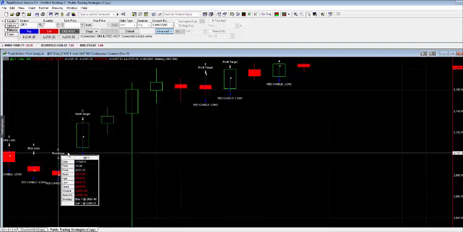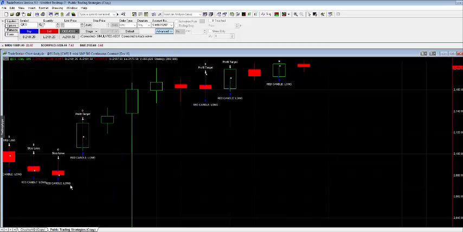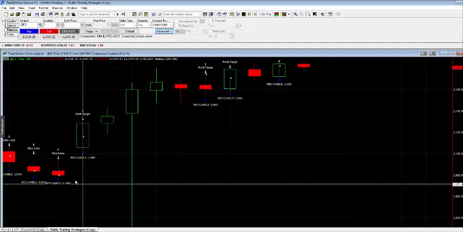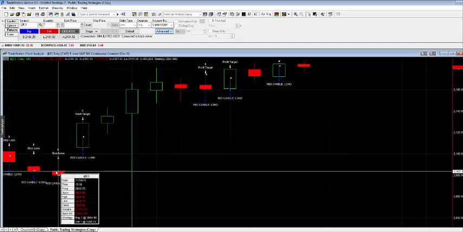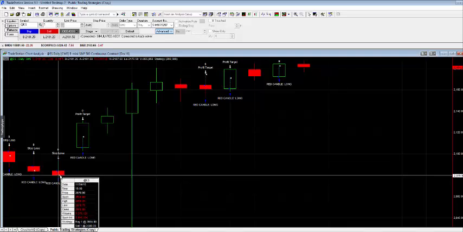Here's another example where it would have worked. We had a red candle, so we got in and hit our target. But then here's an example where it would not have worked. Because of this red candle, we would have gotten in right here, and then our $200 stop would have been hit that day.